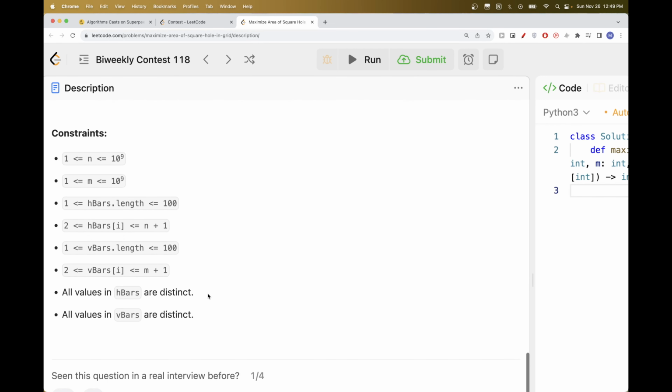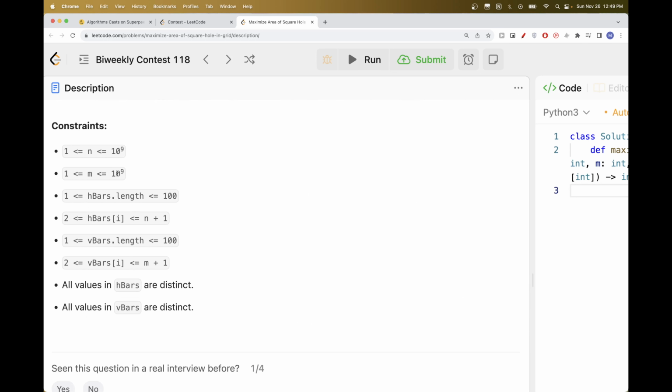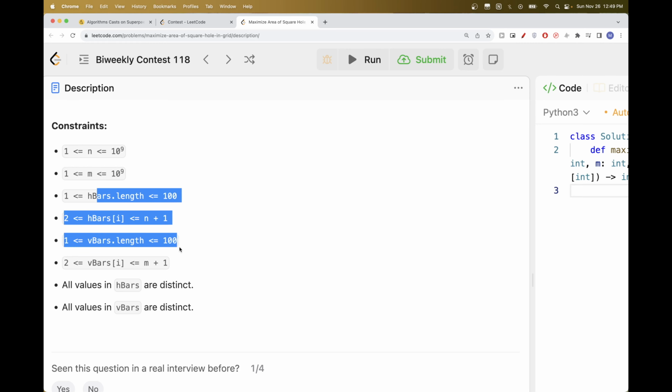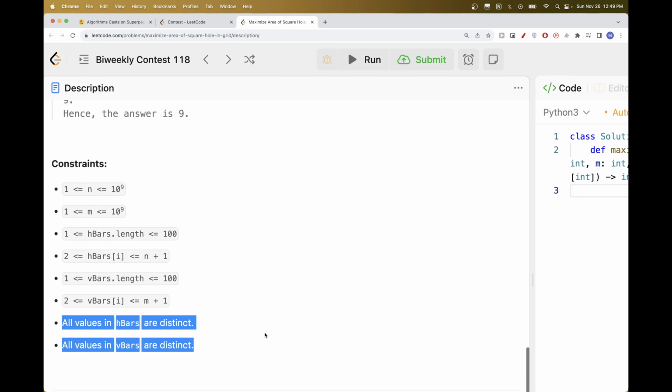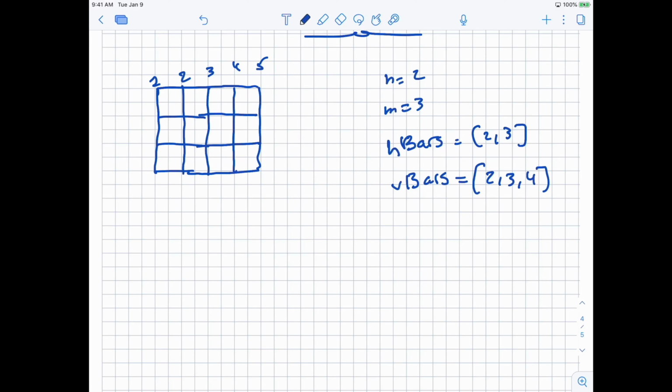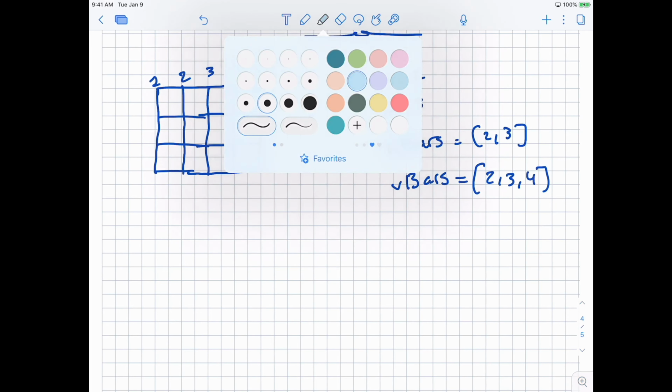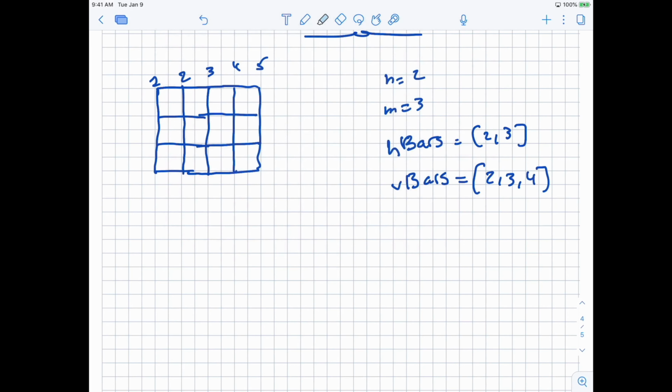So that's the problem. Now, if we look at the constraints, the number of bars can be really big. The h bars and v bars themselves are small, and they are distinct. So how can we tackle this? Well, if you take a look here at this example, we can take a larger one, so it's easier to see.